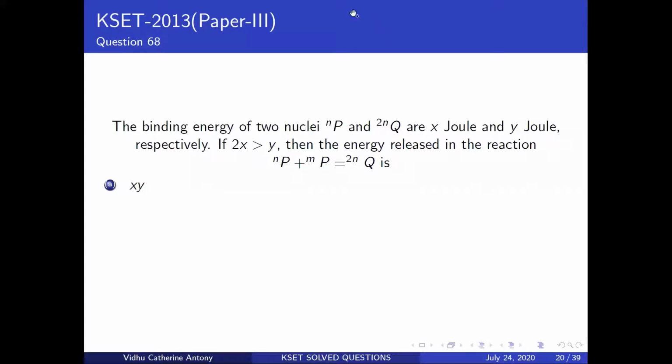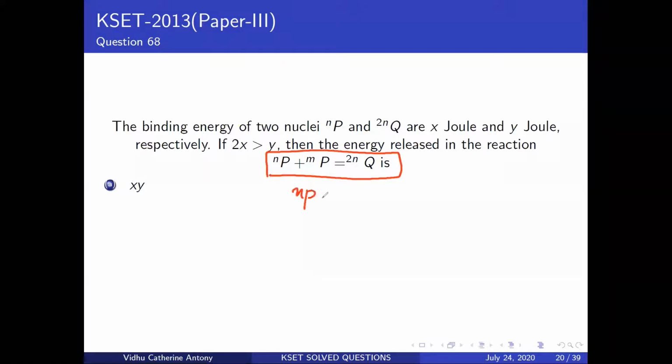Okay, so this question has a typo. Nobody challenged it that year, so they ended up giving marks for it. So this reaction is actually supposed to be NP plus NP is equal to 2NQ. This is something that they give in PU questions. Okay, so this is quite easy.